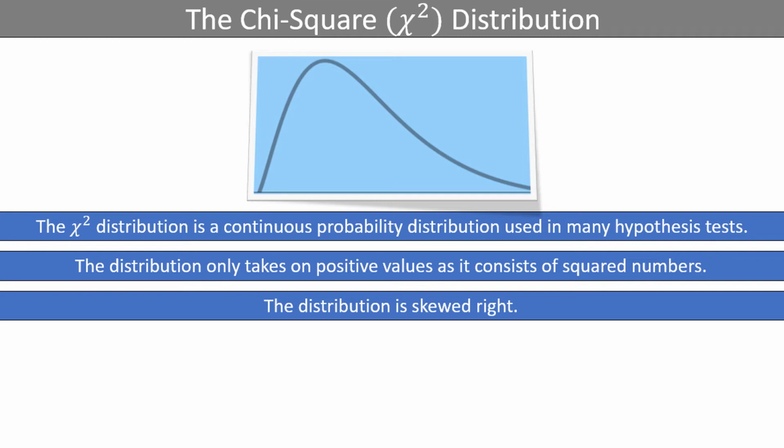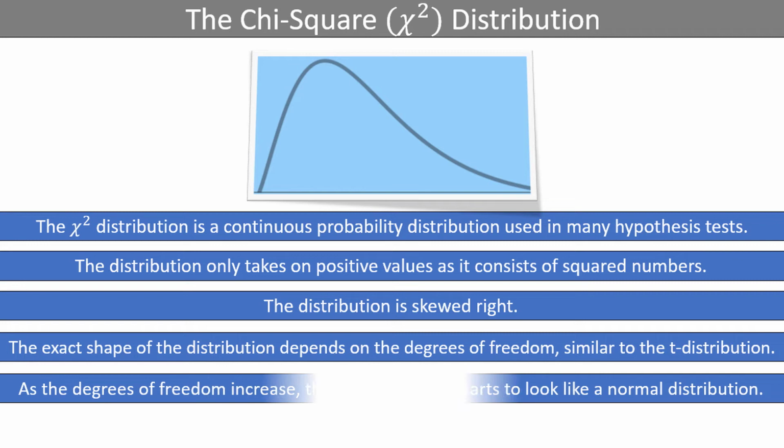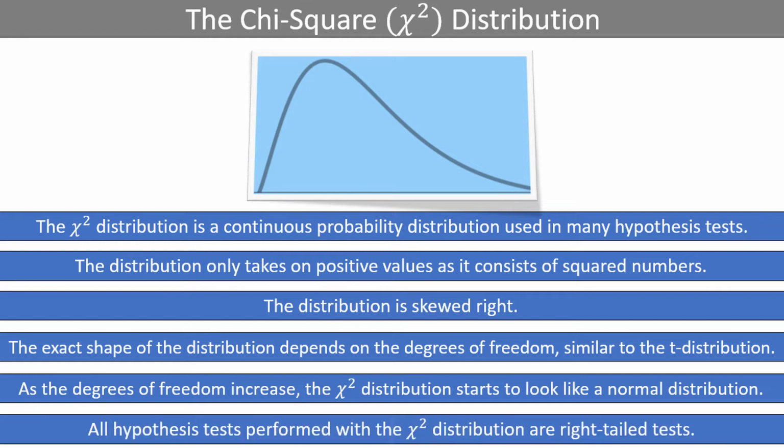Like the student's T distribution, the shape of the chi-square distribution depends on the degrees of freedom. We will talk about how to calculate the degrees of freedom when we look at an example. Also like the student's T distribution, as the degrees of freedom increase, the chi-square distribution starts to look more like the normal distribution. Finally, all hypothesis tests performed with the chi-square distribution are right-tailed tests, so the p-value will always be in the right tail of the distribution.